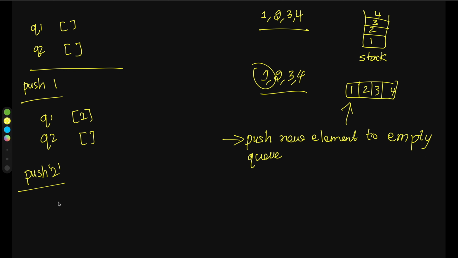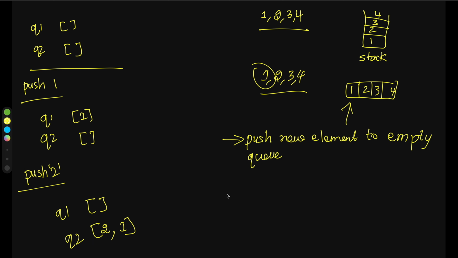So here, whenever the push 2 operation comes, we know that Q2 is empty. So we will push the new element to the second queue, and then we will copy the remaining elements from Q1. That is only 1 is present. We get this order in Q1 and Q2.